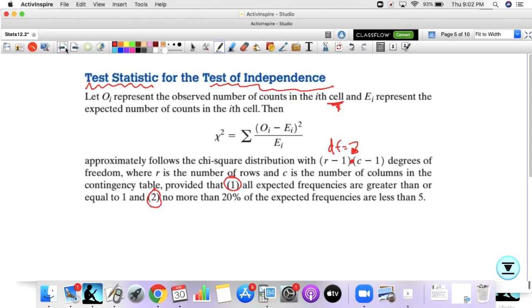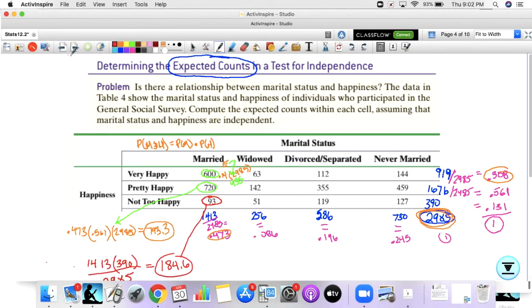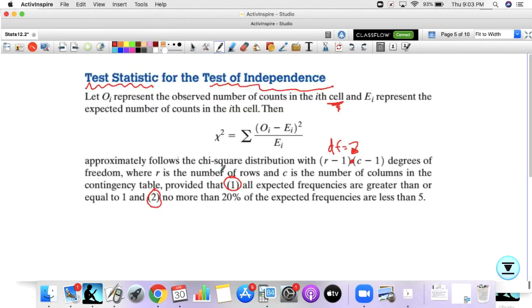So after you found your expected ones, so after you crunch these numbers, right? The 435, the 793, the 184.6, and you'll do it the shorthand way, right? After you've calculated these, you need to make sure that they're all equal or greater than 1. You also have to make sure that no more than 20% of those expected values are going to be less than 5, right? We can't have more than 20% being smaller than 5, and all of them must be greater than or equal to 1. Okay? So that's always something that we're going to have to check.